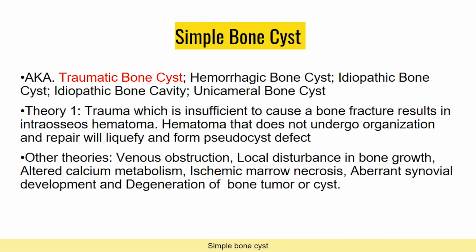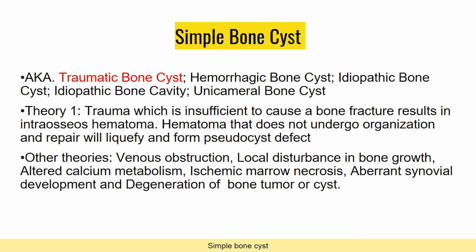Next is simple bone cyst. Simple bone cyst is also known as traumatic bone cyst, hemorrhagic bone cyst, idiopathic bone cyst, idiopathic bone cavity, unicameral bone cyst. There are many theories which explain the pathogenesis of a simple bone cyst.